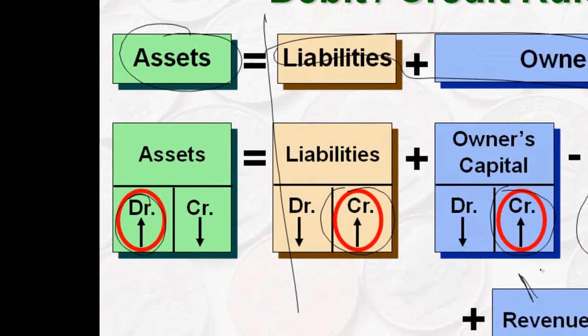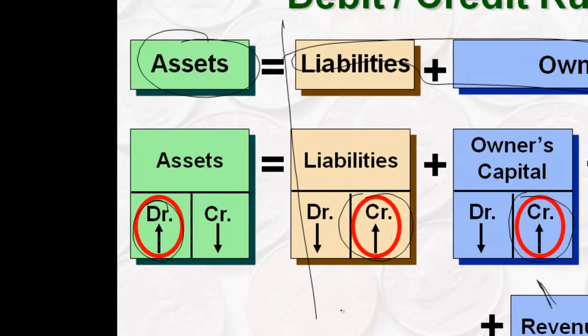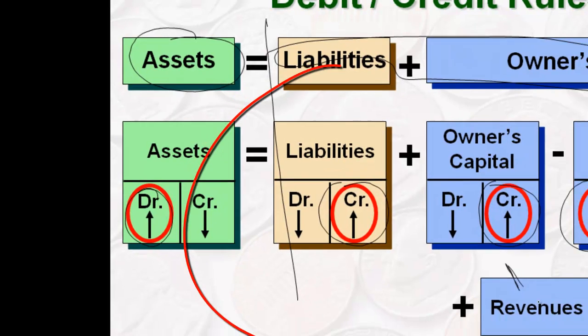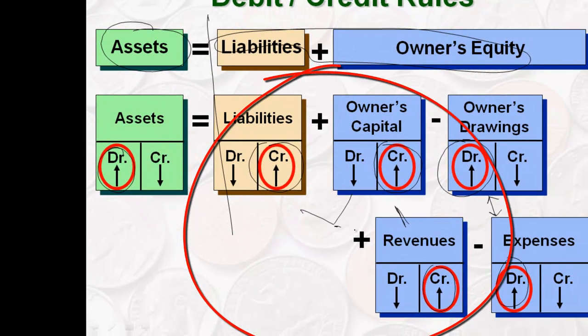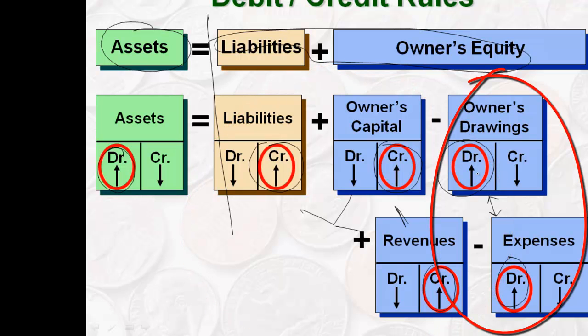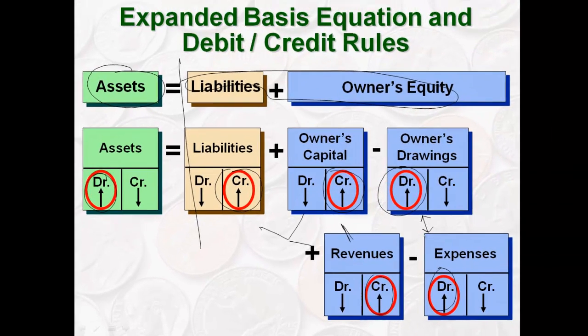So now, we all know that assets increase on the left side, that is the debit side. Liabilities, owner's capital, and the revenues, these 3 accounts, increase on the right hand side, that is the credit side. And the owner's drawing and expenses increase on the debit side.